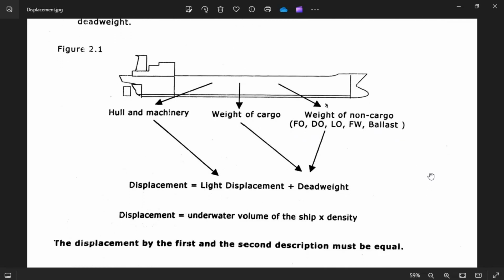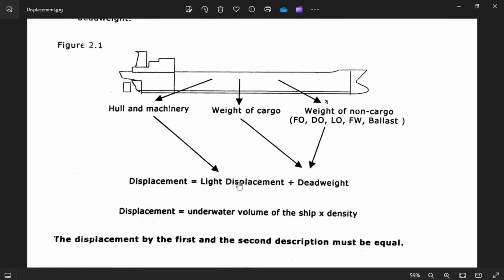Okay? So, light displacement is the hull and machinery. And the deadweight, you add the weight of the cargo plus your non-cargo weight. That will be your deadweight. Okay? And displacement is the underwater volume of the ship times density. Okay? This displacement by the first and the second descriptions must be equal. Then we go to the next.